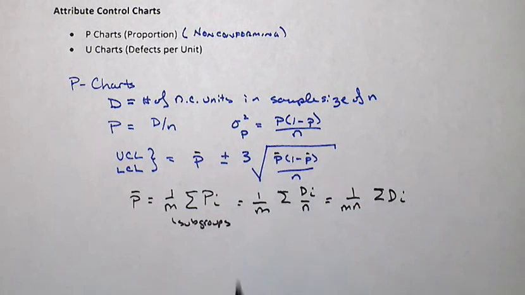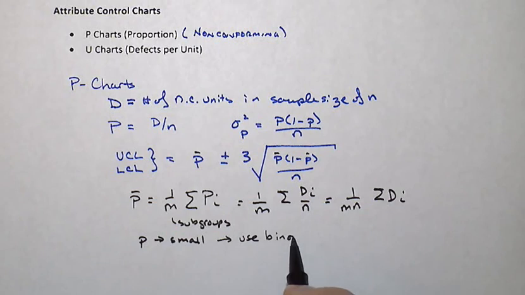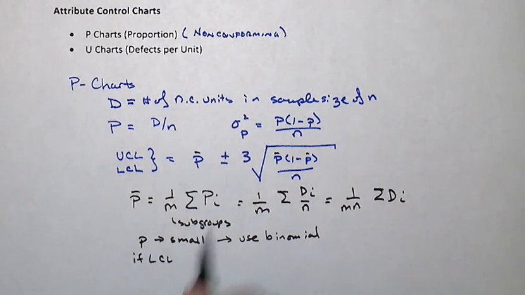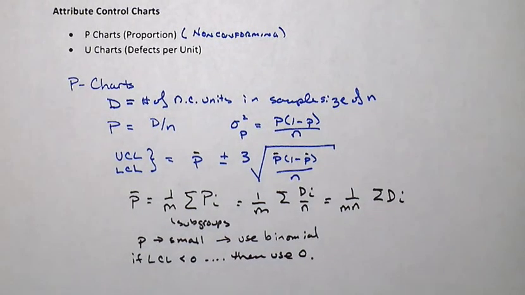Now, this relies upon the normal approximation to the binomial distribution, right? So when P is small, the normal approximation may not always be accurate. So if P is small, then you can change this and use the binomial probabilities to do the calculation of your control limits. The other thing here is if LCL turns out to be less than 0, then go ahead and use 0. There's no practical significance for a lower control limit that's less than 0.